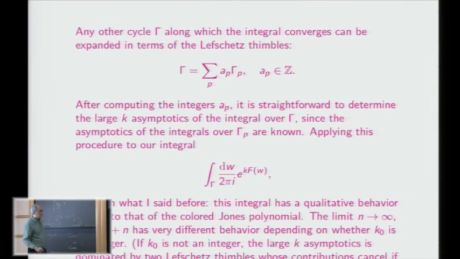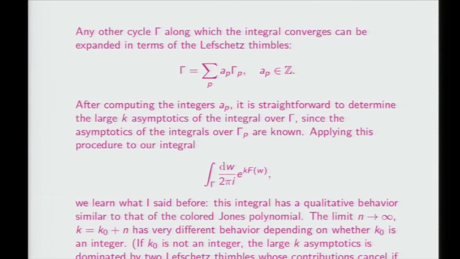And what you learn in the case of the analytic continuation of the Bessel function is that it has a qualitative behavior similar to that of the colored-Jones polynomial. The limit as n goes to infinity, with k being a constant plus n, is very different depending on whether k naught is an integer, because the contributions of two Lefschetz thimbles that cancel when k naught is an integer don't cancel when k naught is not an integer.